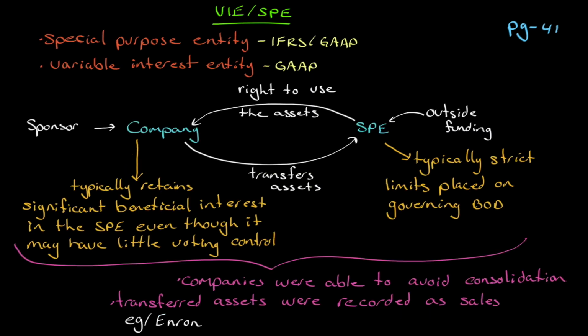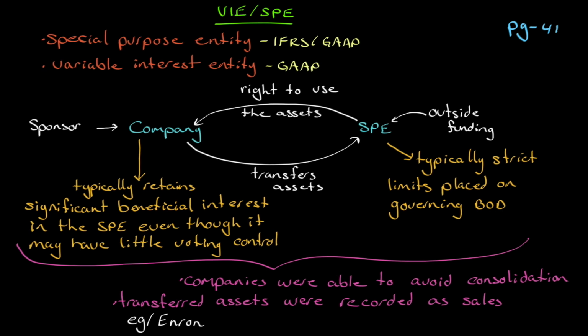All right, we'll look at the special purpose entities and the variable interest entities. And this, honestly, in my opinion, is a pretty interesting topic. SPE means special purpose entity. IFRS and GAAP both recognize a special purpose entity. VIE is a variable interest entity. That's GAAP only. So, briefly, let's say that we have a company and we have a special purpose entity. The company can transfer assets to the SPE, or the SPE can just go out and buy the assets the company needs, but we'll assume the company transfers assets initially.